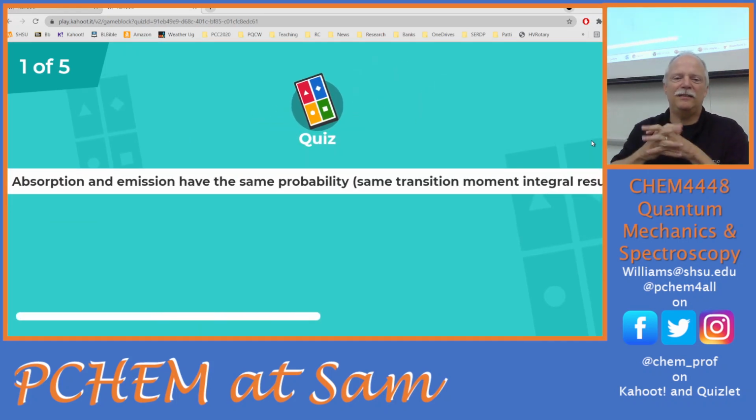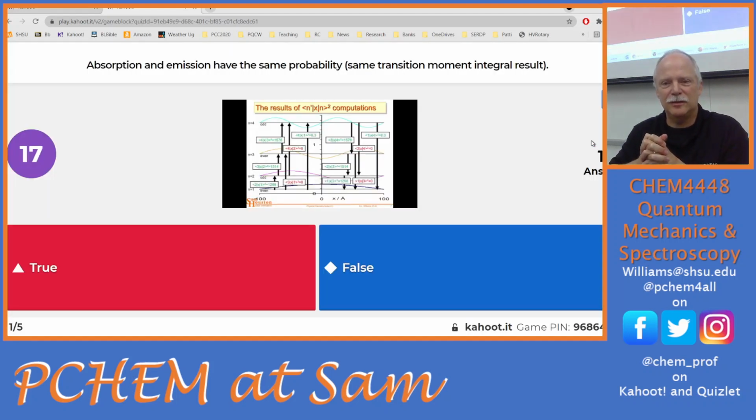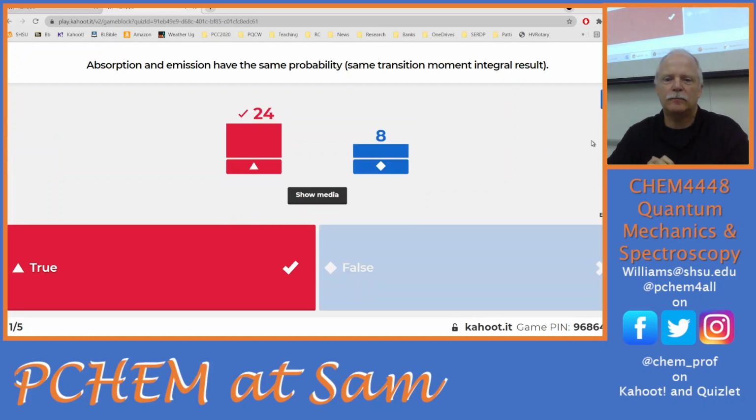Okay, absorption and emission have the same probability, which means they have the same transition moment integral result. True or false? Hey, good job. That's also one of the papers of Einstein. He solved the actual transition probabilities, and he showed that they're the same. They're called the Einstein coefficients, actually.